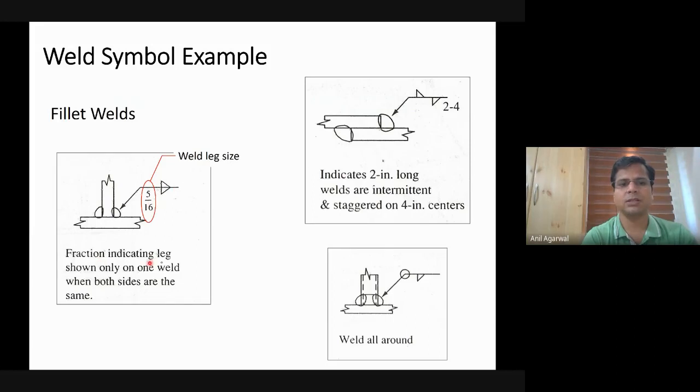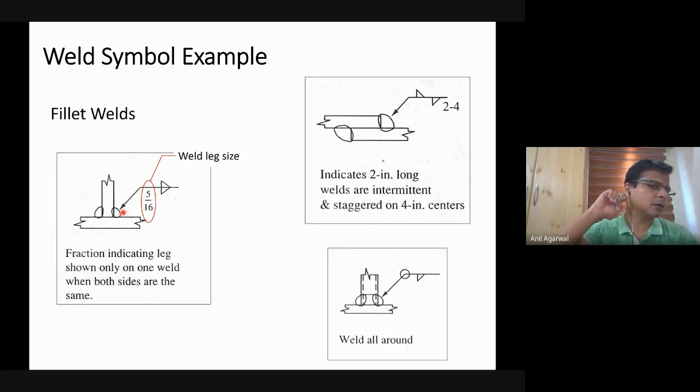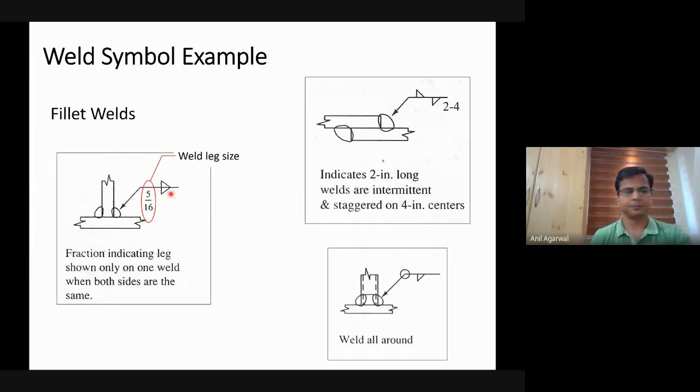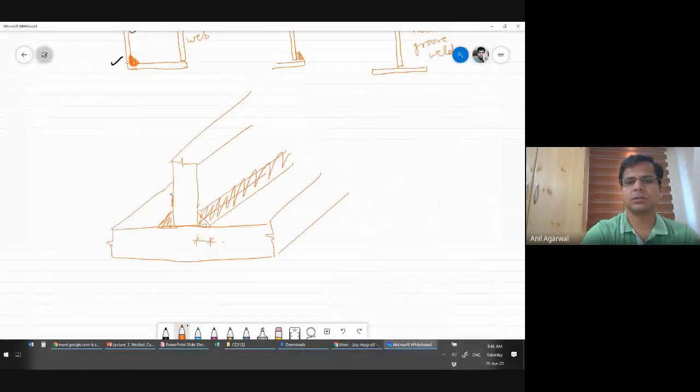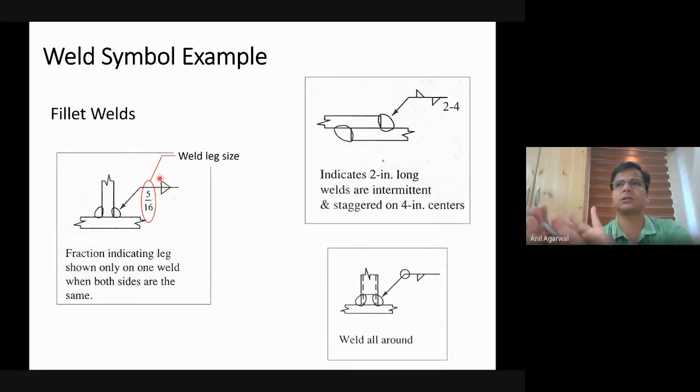Okay, 5/16 indicates leg size shown only on one weld. This picture I have taken from an American textbook, so these are inches. In India, you would write whatever number of millimeters you get out of it. So this size is 5/16 inches in this particular example. And why am I showing two triangles here? Because it is back-to-back weld throughout.